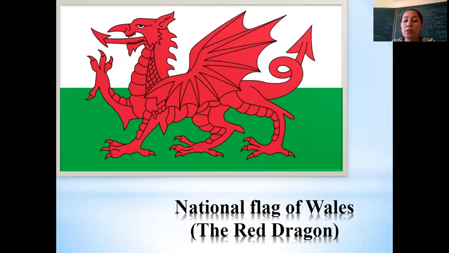And the last is the national flag of Wales. We can see here the Wales national flag, and here you can see the dragon. The red dragon is a symbol of Wales, and the background is white and green. We can see that, but unfortunately, inside the Union Jack flag, we can't see any symbols of these flags.